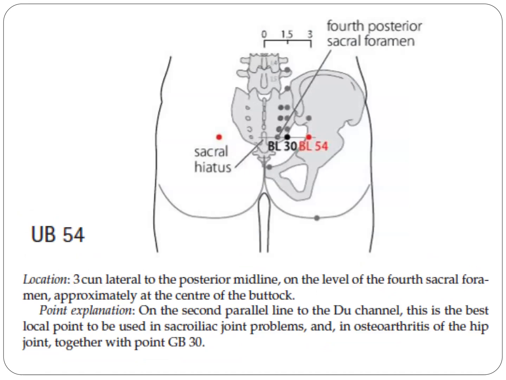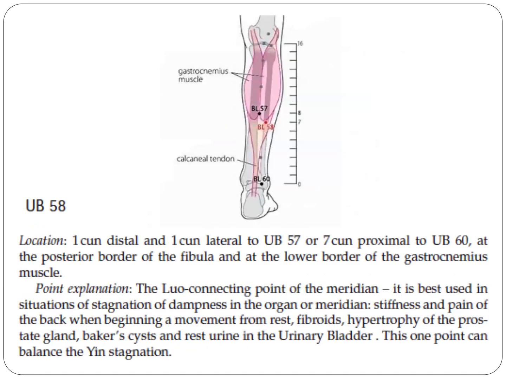Location: 3 tsun lateral to the posterior midline, on the level of the fourth sacral foramen, approximately at the center of the buttock. Sa may dito sa puwet. Point explanation: on the second parallel line to the Du channel, this is the best local point to be used in sacroiliac joint problems and in osteoarthritis of the hip joint, together with the point GB30 or Gallbladder 30. Okay? Tingnan po natin yung drawing.